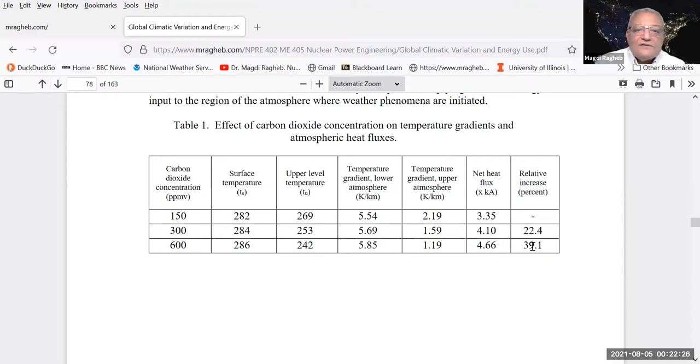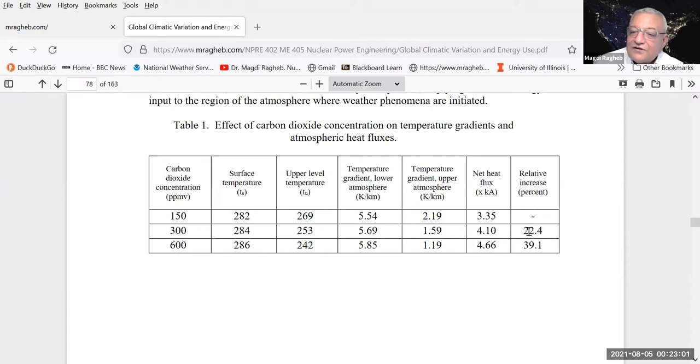And it's amazing that without considering convection, which is of course where you need a supercomputer for determining this variation, just using conduction, we can predict that doubling the carbon dioxide increases the heat fluxes, or the severity of the weather phenomena, by 22%. And if we quadruple it, we can increase that to 40%. So there is an effect that humans can have. And it's not just a matter of increasing temperature.